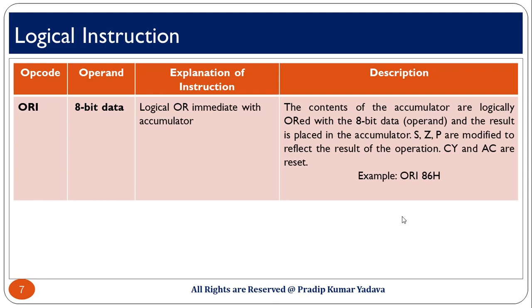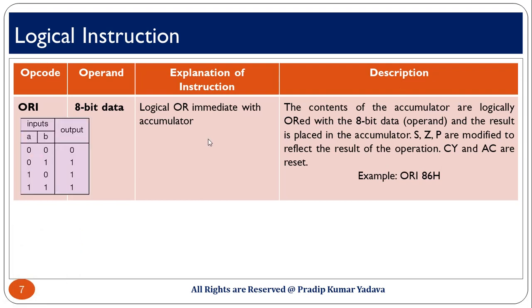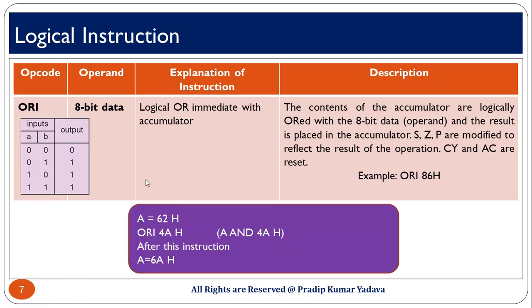Just take an example. Here you can see the content of A is 62, ORI 4A, means the data is given directly. In this type of instruction, the OR operation will occur between 62 and 4A, and whatever output occurs will be stored in the accumulator. So, this is the working of ORI.